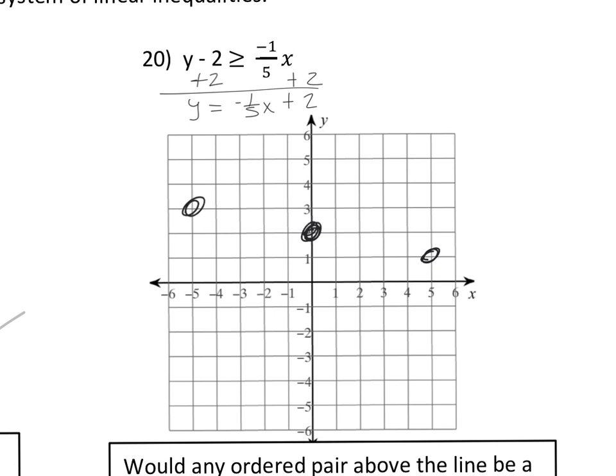Solid line or dotted line? Solid. How come? Because it is equal to, right? Yeah, sorry. I knew that's what you meant. Because it is equal to. And I just broke the cardinal rule of inequalities. I accidentally turned that into an equals. Uh-oh. So now y is greater than or equal to, so once again, we are going to shade up.